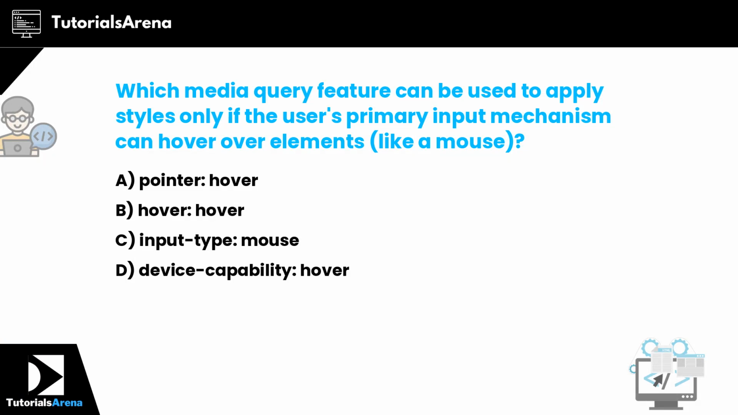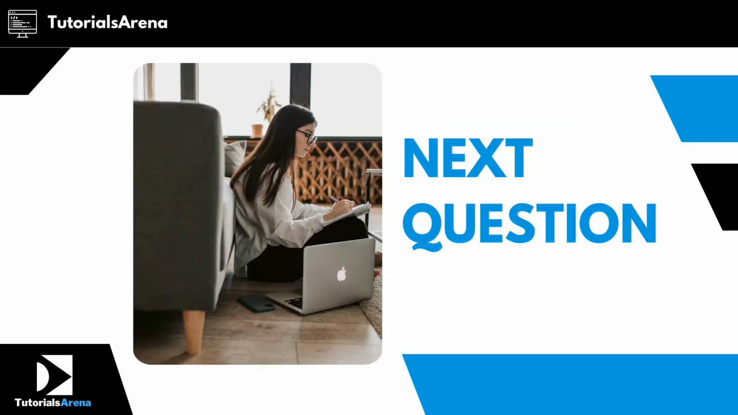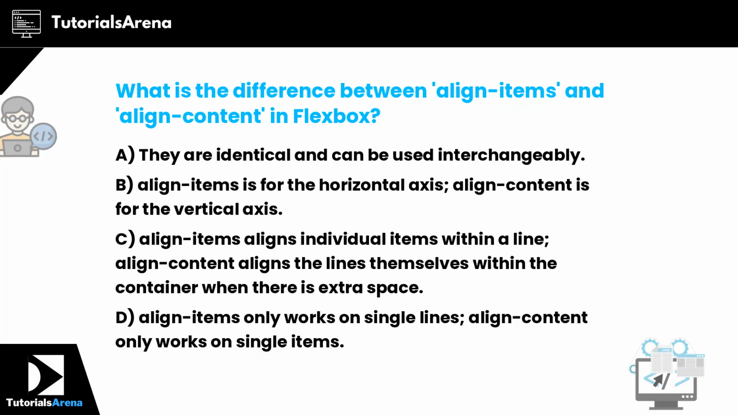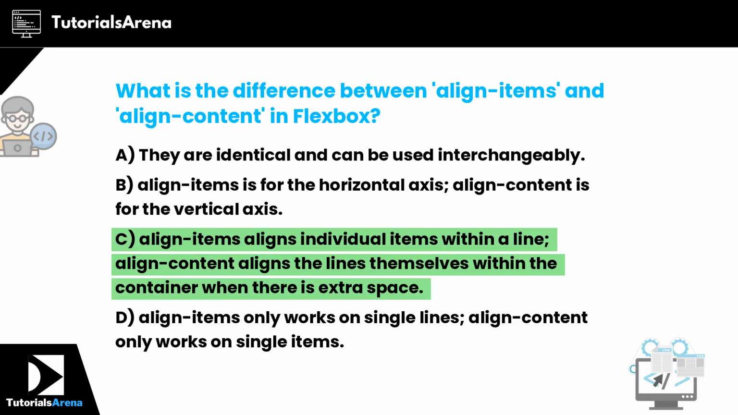Which media query feature can be used to apply styles only if the user's primary input mechanism can hover over elements, like a mouse? The correct answer is option B, hover. What is the difference between align-items and align-content in Flexbox? The correct answer is option C. Align-items aligns individual items within a line. Align-content aligns the lines themselves within the container when there is extra space.